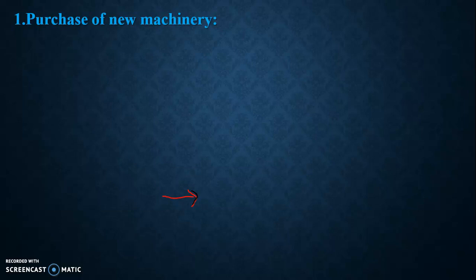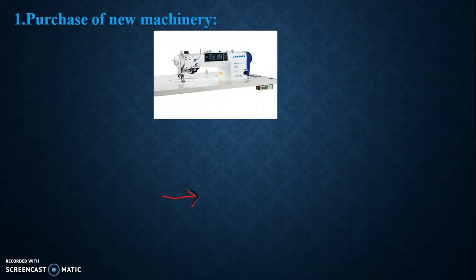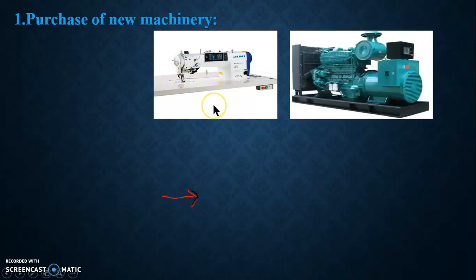Now I will discuss the areas in which a financial manager makes capital budgeting decisions. There are many decisions. The first one is purchase of new machinery. Purchase of new machinery is one of the vital capital budgeting decisions. A firm purchases new machines for the purpose of increasing the efficiency and productivity of the organization. Here are two machineries: an automatic sewing machine and a power generator.